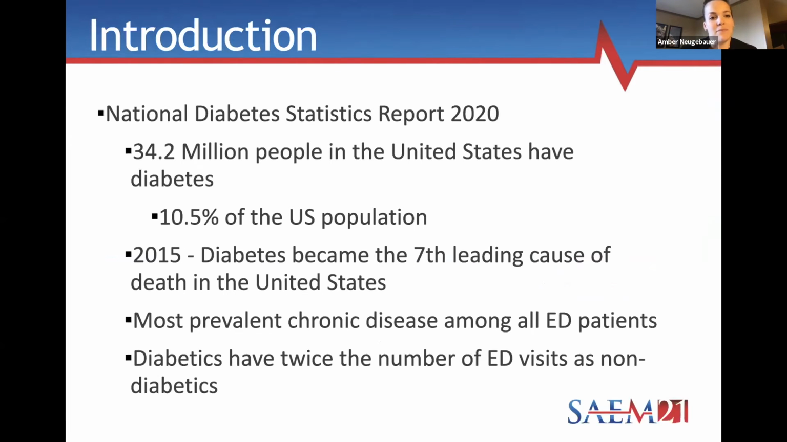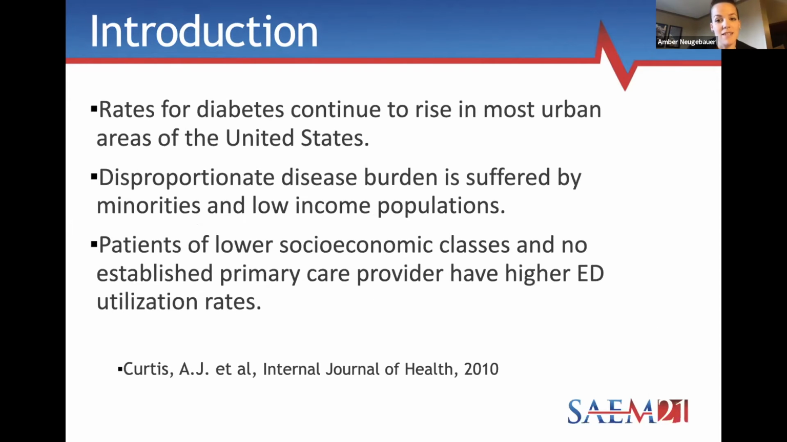By way of introduction, the National Diabetes Statistics Report in 2020 reported that there's roughly 34.2 million people in the United States with diabetes. This is roughly 10.5% of the United States population. In 2015, diabetes became the 7th leading cause of death in the United States. It is the most prevalent chronic disease among all ED patients, and diabetic patients have roughly twice the number of ED visits as non-diabetics. Rates for diabetes continue to rise the most in urban areas of the United States.